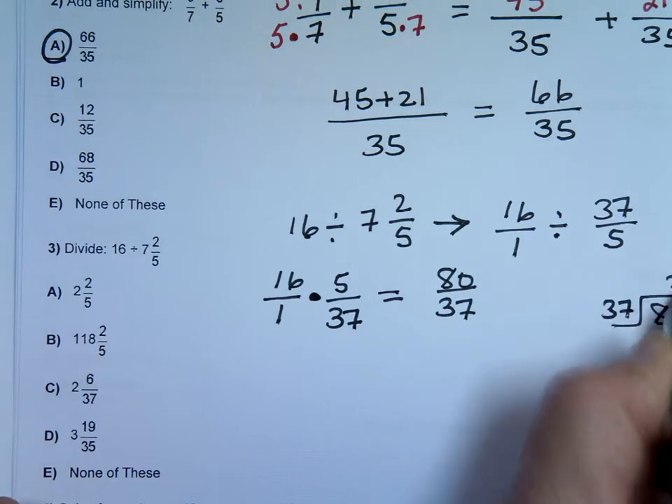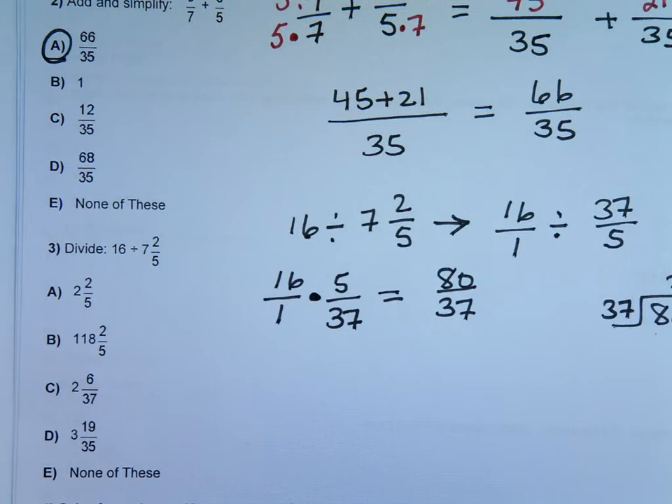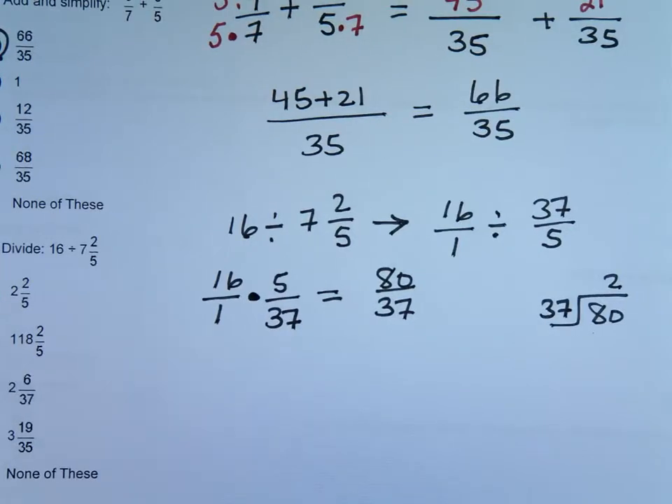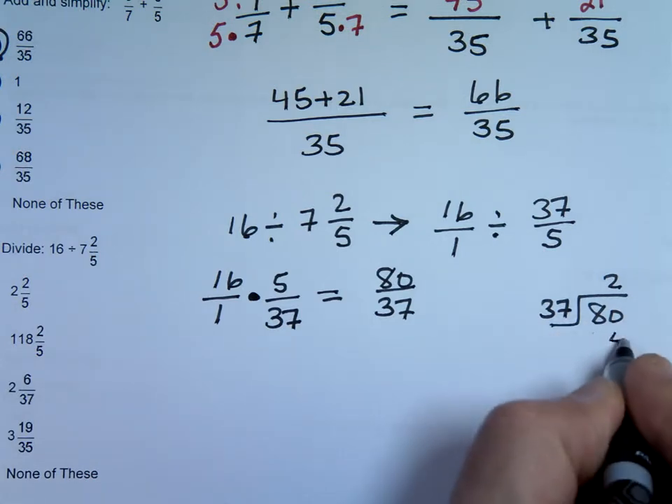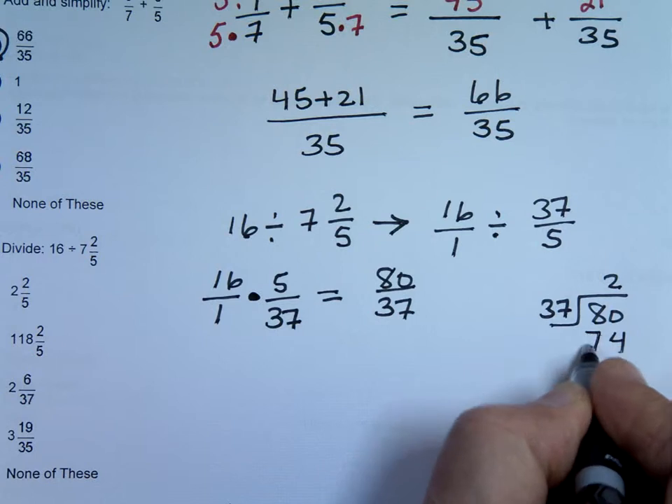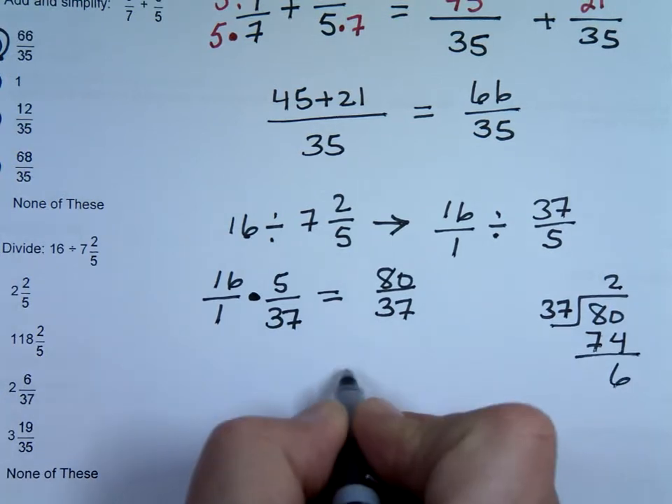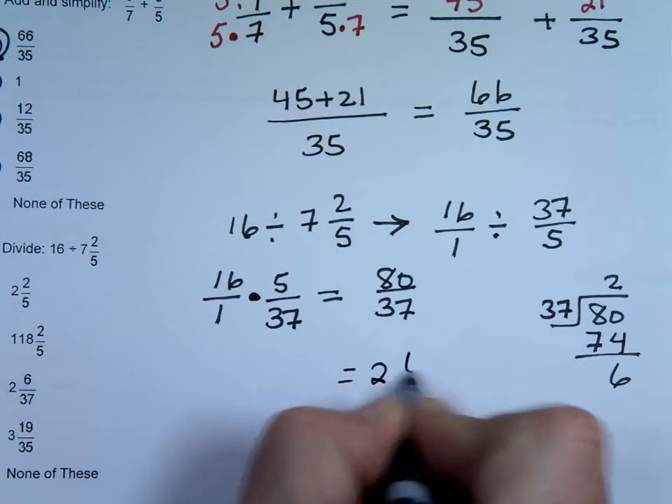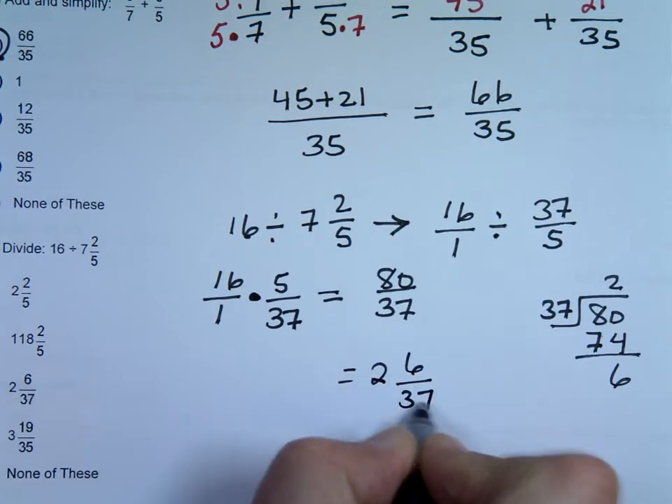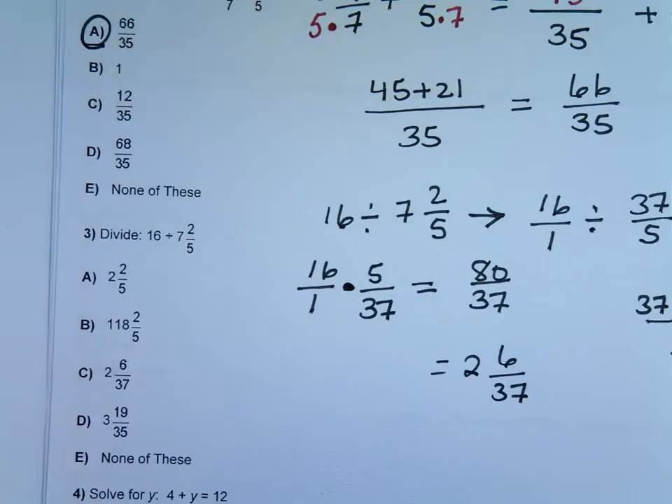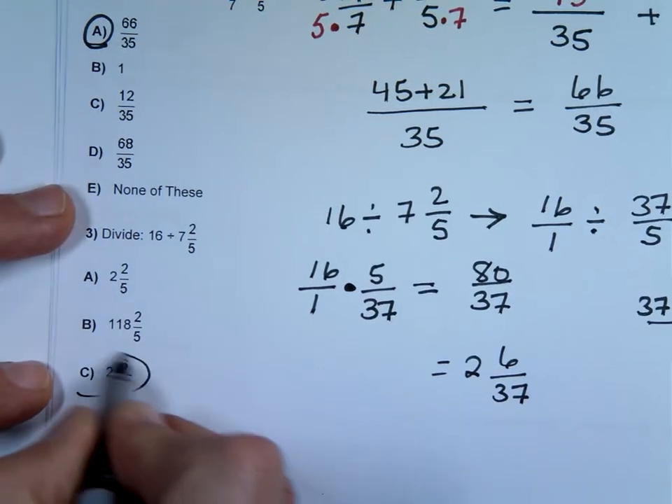Is it 2? Two times 37 is what? 2 times 7, 14. That's 74, right? So what's the remainder? 6. So it's 2 and 6 over 37. Is that answer there? 2 and 6 over 37.